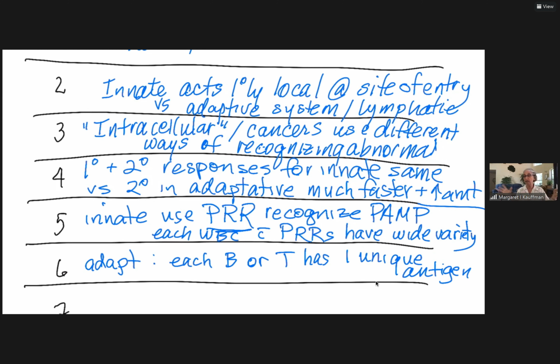I have PRRs all over me, and some of them are going to recognize viral capsules. Some of them are going to recognize the cell wall of a fungi. Some of them are going to recognize various membrane or cell proteins unique to bacteria. So that's quite a bit different. And I just elaborated a little bit.